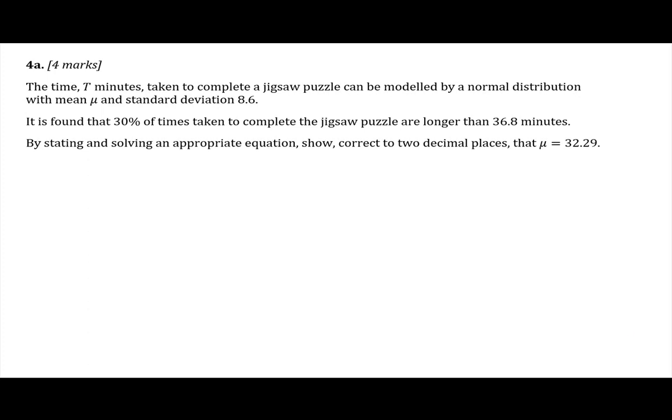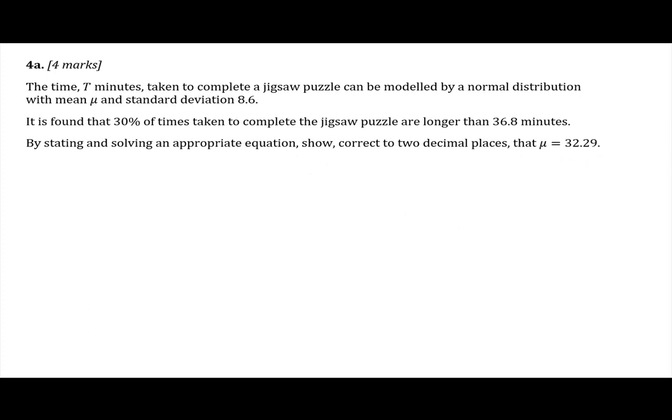Okay, so let's take a look at this normal distribution example. The time t minutes taken to complete a jigsaw puzzle can be modeled by a normal distribution with mean mu and standard deviation 8.6. It is found that 30% of the times taken to complete the jigsaw puzzle are longer than 36.8. By stating and solving an appropriate equation, show correct to 2 decimal places that mu is equal to 32.29.